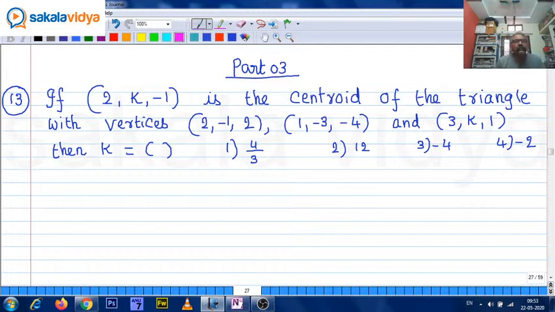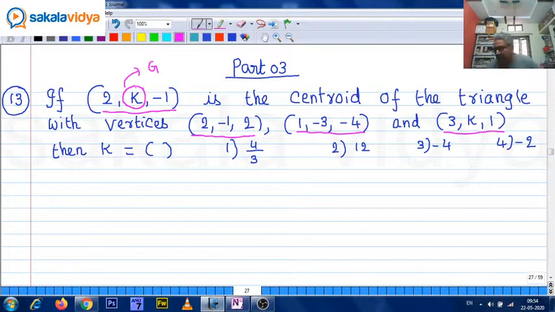See, 2, k, minus 1 is the centroid G of the triangle whose vertices are 2, minus 1, 2; 1, minus 3, minus 4; 3, k, 1. The centroid of the triangle is given by x1 plus x2 plus x3 by 3, y1 plus y2 plus y3 by 3, z1 plus z2 plus z3 by 3. In G we have the k value. This k equals the y coordinate, so k is equal to y1 plus y2 plus y3 by 3. That's all, we shall get our answer.